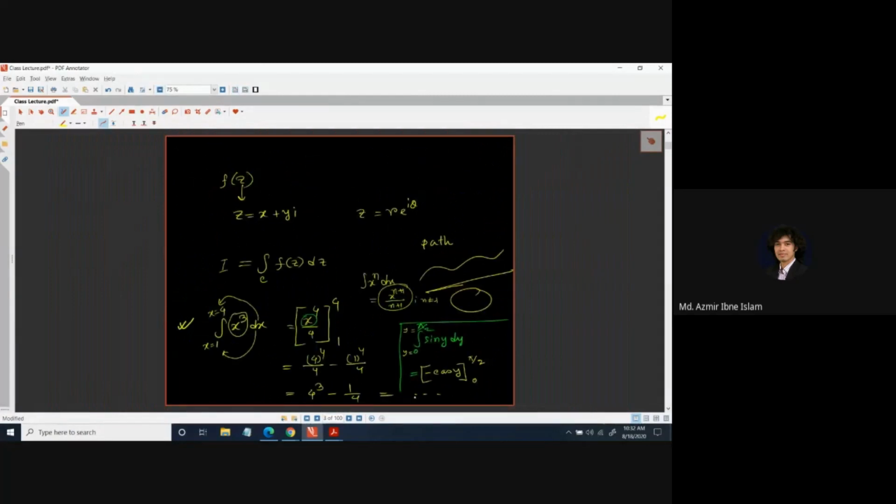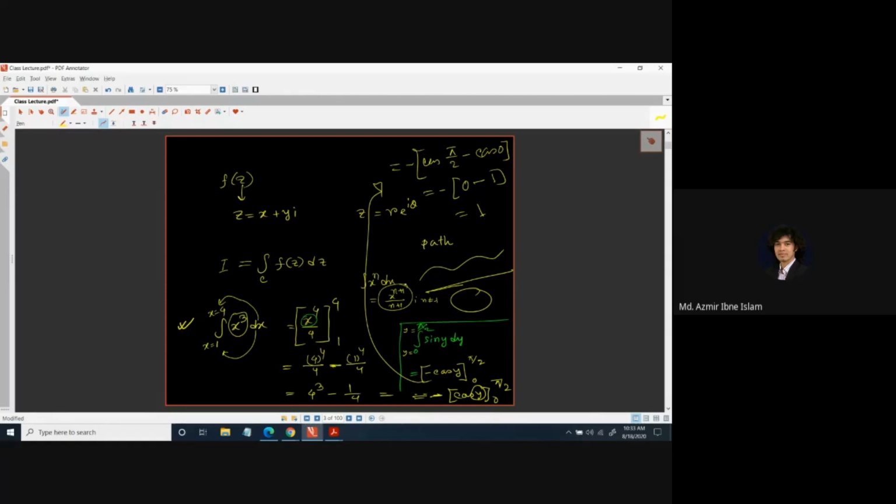That is, we can pull out the negative at first. So from 0 to pi by 2. Now from this one, what can we write? Negative cosine, where we put y as input: upper limit cosine pi by 2, and there is a negative from the fundamental theorem of calculus, cosine 0. So negative cosine 90 degrees, you know that it is 0, and cosine 0 is 1. So you are getting 1. This is the result for the integral.